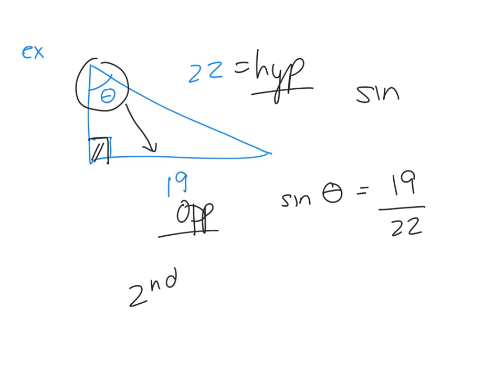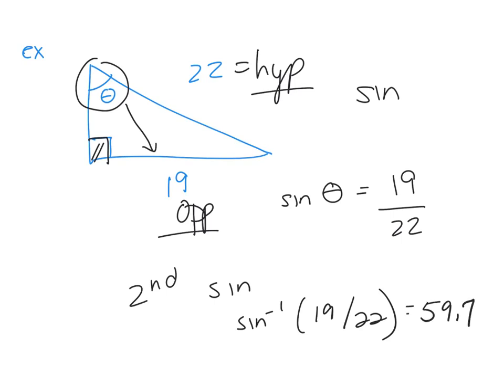Again, you press second, press the sine key. Sine of -1 shows up. You type in 19 divided by 22. And you should get 59.7 for the tens place, or 60 degrees for a whole number.